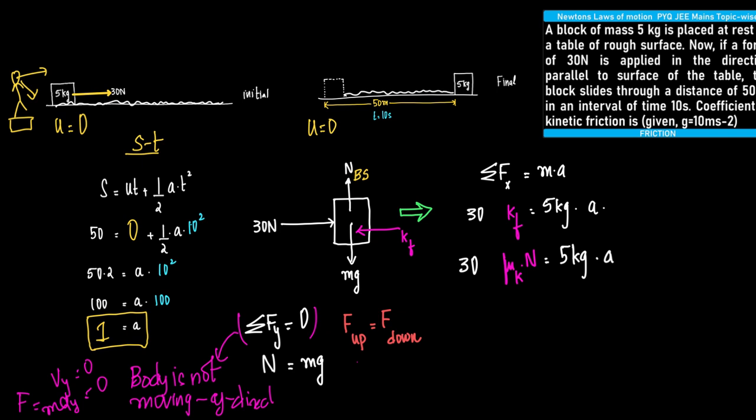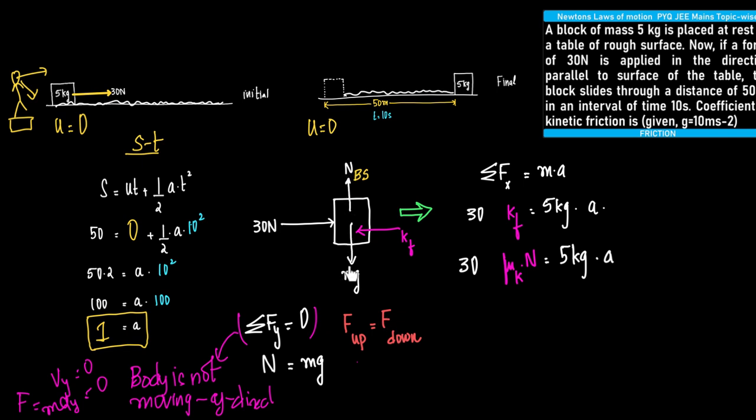What does it mean when sigma Fy is equal to 0? It means that forces along the up direction are equal to forces along the down direction. What is the force acting in the up direction? Only one force, which is the normal reaction on the block due to the surface. Therefore, we can write N is equal to the forces in the down direction.